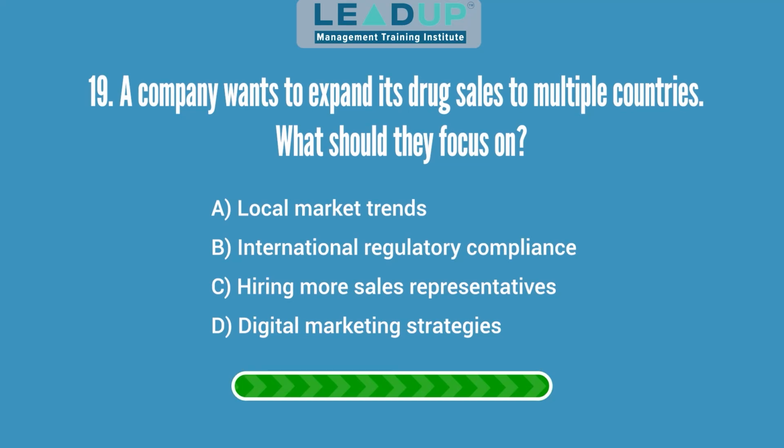Question 19. A company wants to expand its drug sales to multiple countries. What should they focus on? A. Local market trends. B. International regulatory compliance. C. Hiring more sales representatives. And D. Digital marketing strategies. The answer is international regulatory compliance.